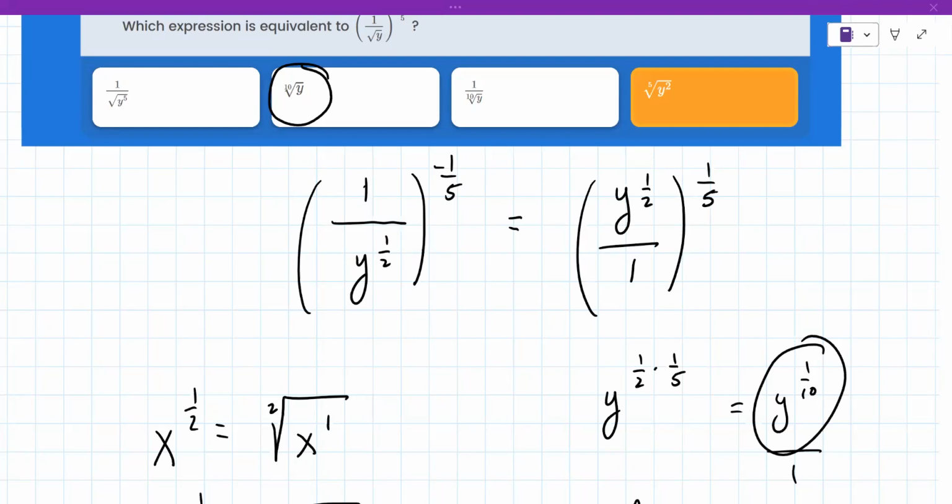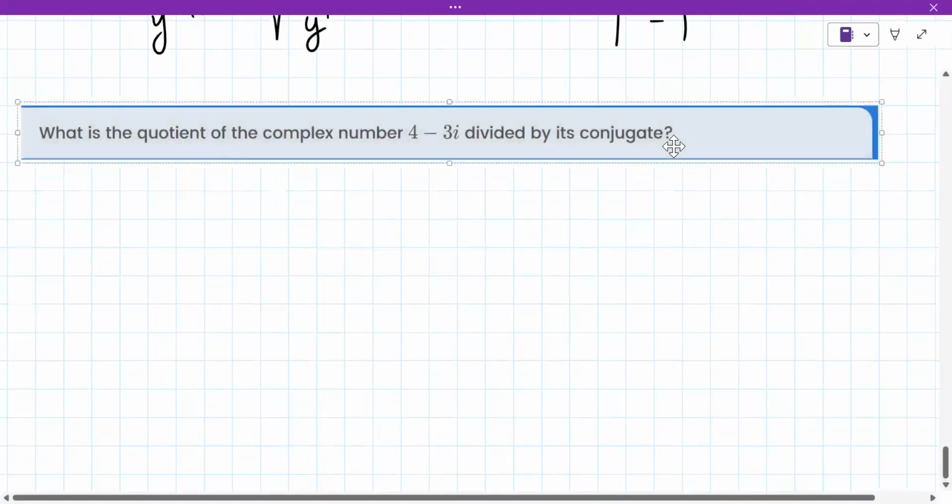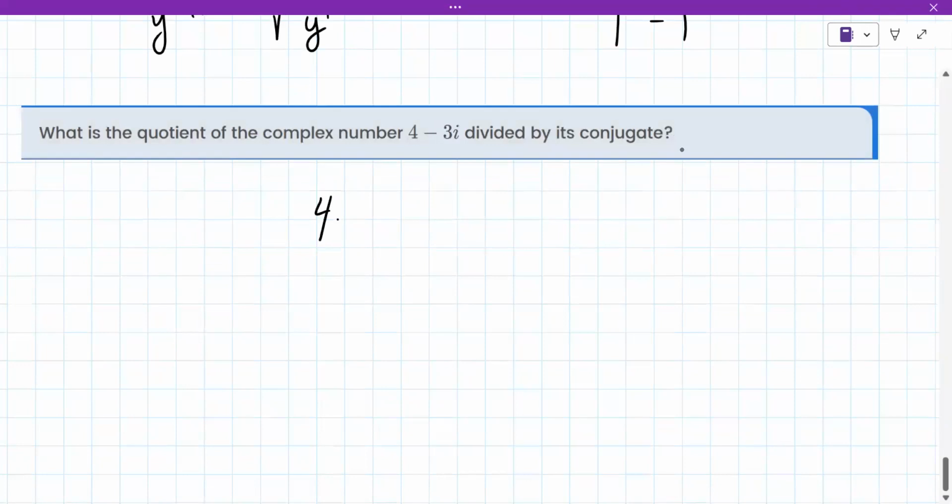Okay, so we're starting to see some repetition, which is good. All right, what is the quotient of the complex number 4 minus 3i divided by its conjugate? So 4 minus 3i divided by its conjugate, which is 4 plus 3i.